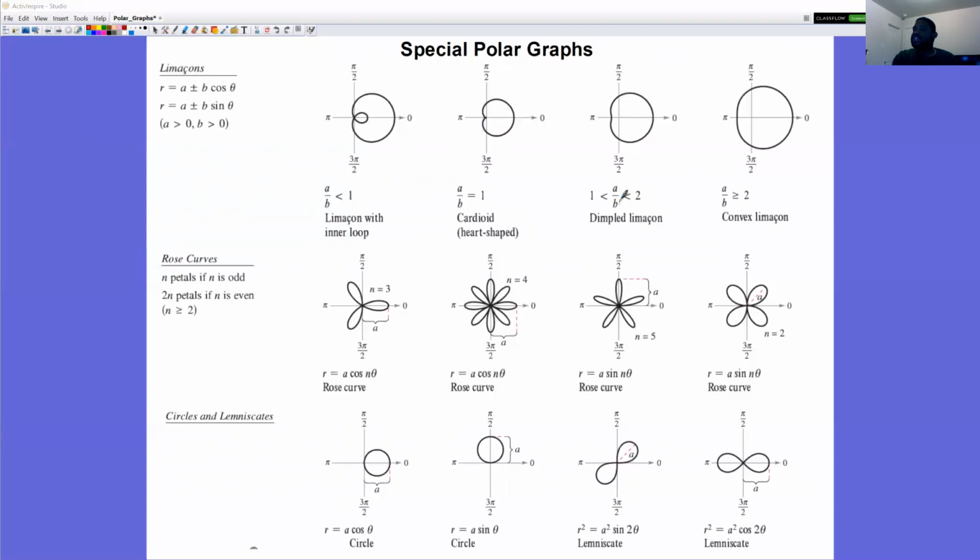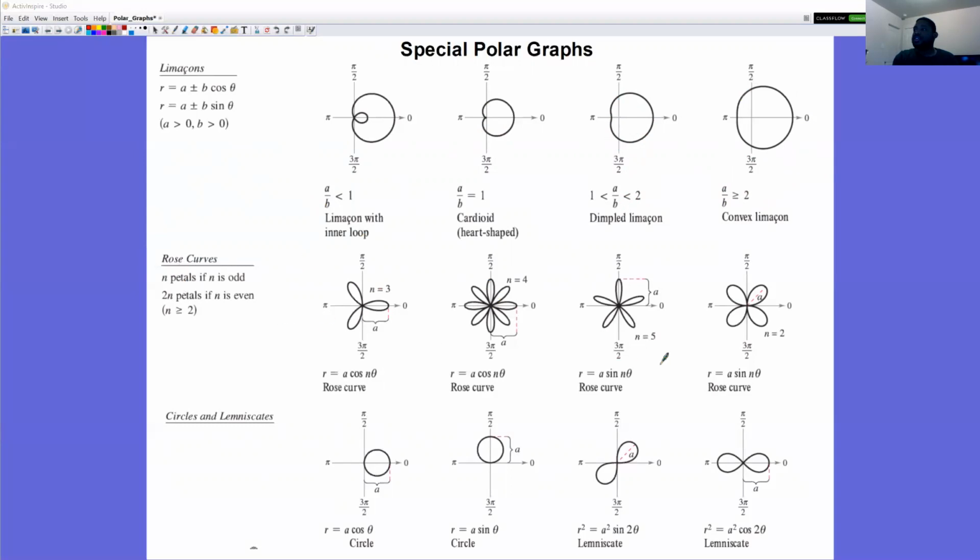When a over b is a number between 1 and 2, you'll have a dimpled limaçon, which looks somewhat like a P shape or a peach. And when a divided by b is greater than or equal to 2, then you have a convex limaçon. So you'll have to make sure you know these types of graphs.